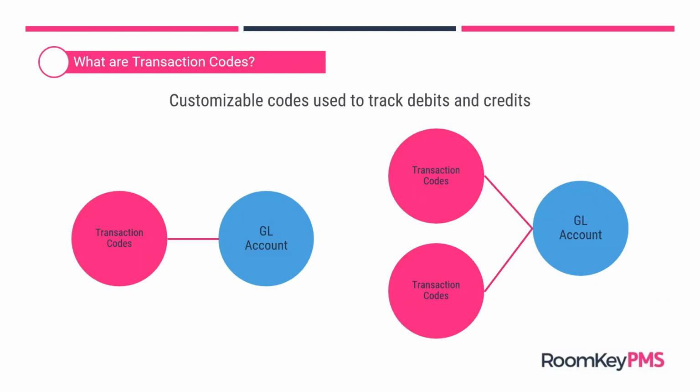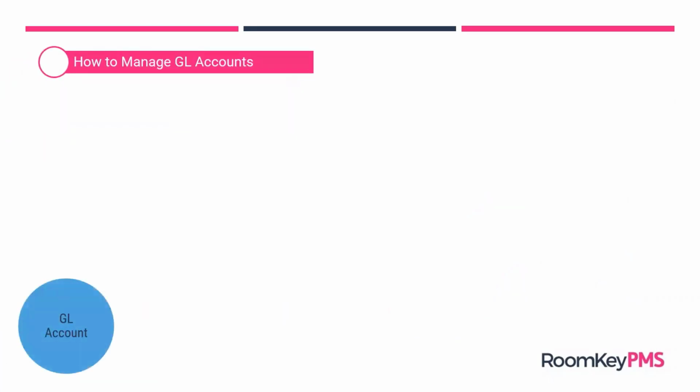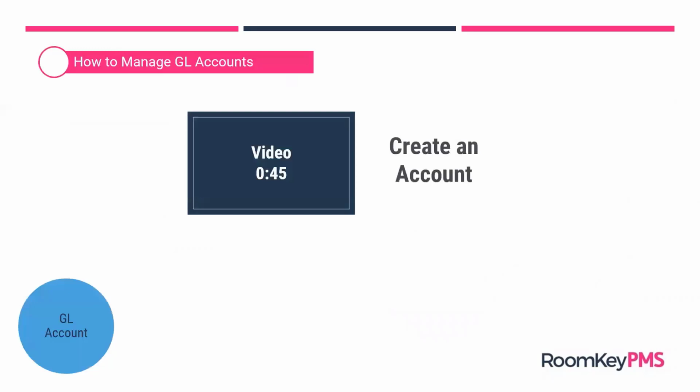So because the general ledger accounts are the tool that is used to track debits and credits, we actually begin to build out those general ledger accounts first. So let's take a look at how to create and manage general ledger accounts in RoomKey. Now I have a video here that'll show us how to create a general ledger account from the transaction codes module.